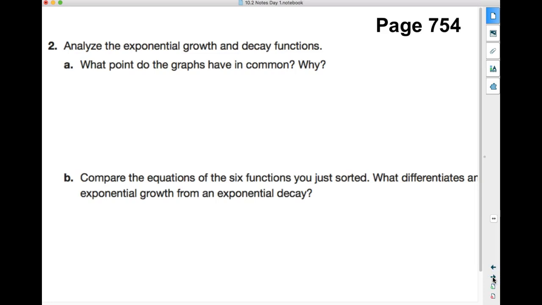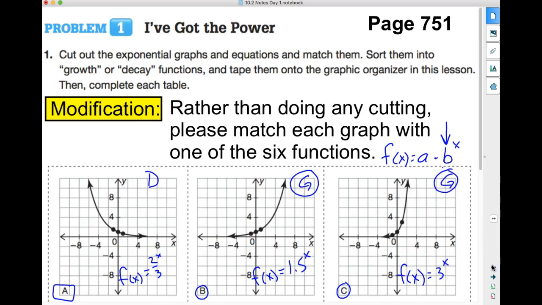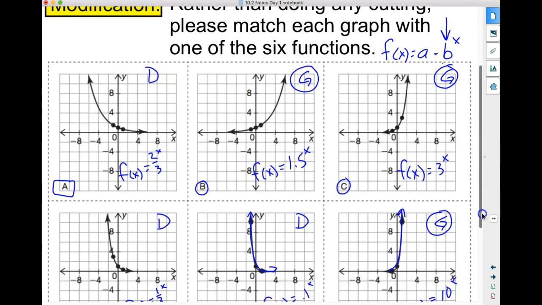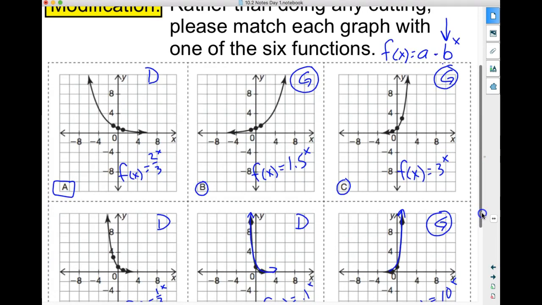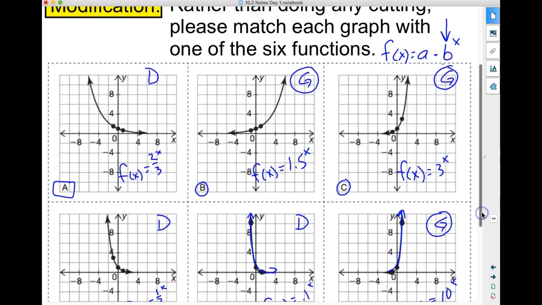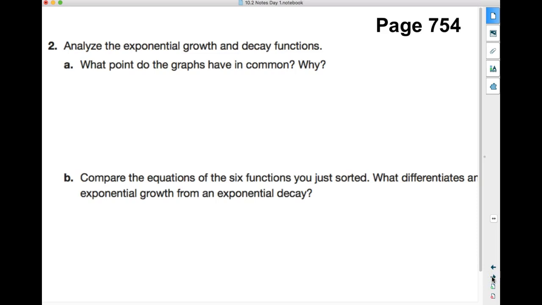Analyze exponential growth and decay functions. Okay? What points do all the graphs have in common? What points do every one of these graphs have in common? It hits the y-axis at 1. Yes, they hit the y-axis at 1.